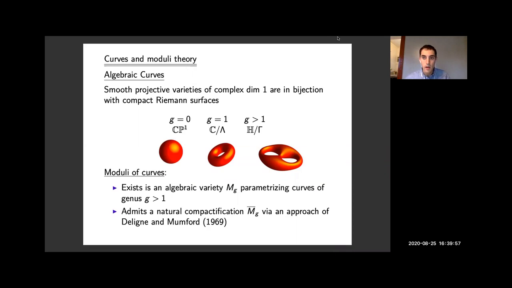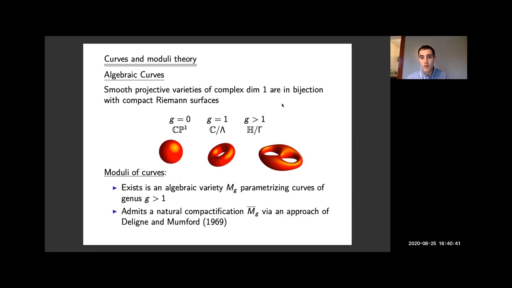Another thing in algebraic geometry is that this moduli space M_g admits a natural compactification called M_g bar, which is actually going to be some projective variety. This is using an approach due to Deligne and Mumford, but I won't talk about it here. Any questions up to this point? This is essentially the theory in dimension 1 for curves. There's a very rich literature on M_g, and there's very interesting geometry and interesting things you can say about these varieties.